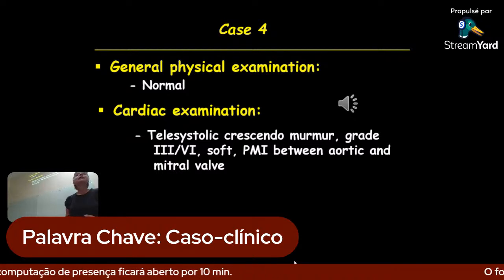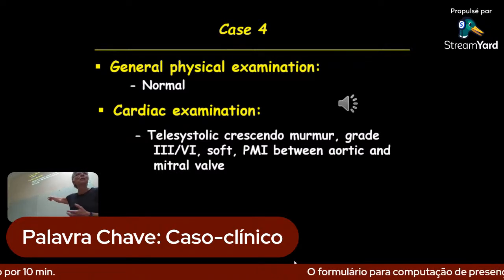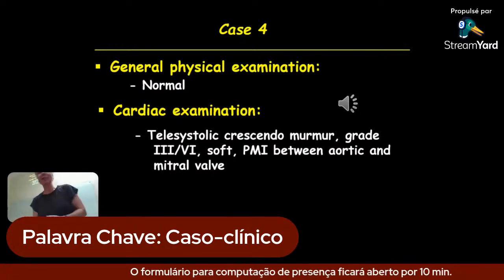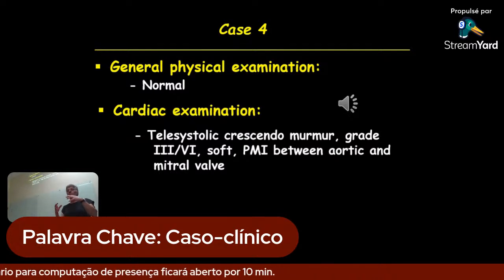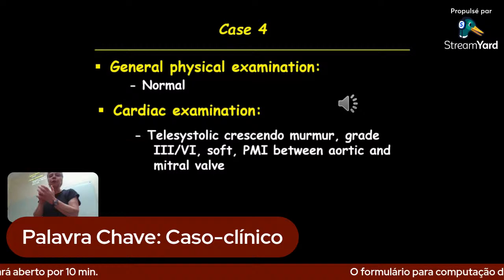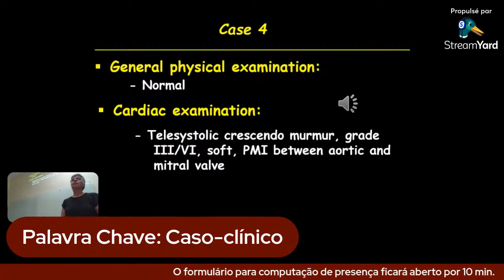Okay. The grade, you need the horse to determine the grade. It's not on the audio that you can say it, okay? There's a grade 3 out of 6. It means that it's not irradiating a lot, it's localized, okay? It's soft, and the point of maximal intensity is between the aortic and the mitral valve, okay?